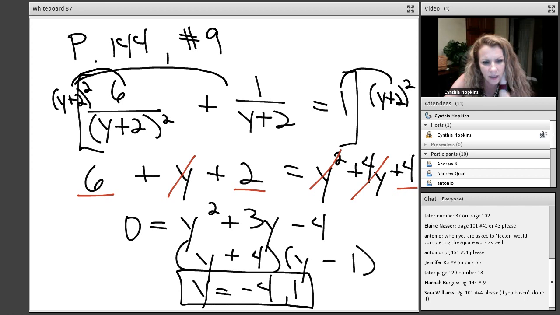Now when I go back and look at my original equation, I did have a restriction on y. Y could not equal negative 2. However, I didn't get negative 2. Okay, so that means there are no extraneous roots. Now, should I go back and plug in negative 4 and positive 1? Absolutely.